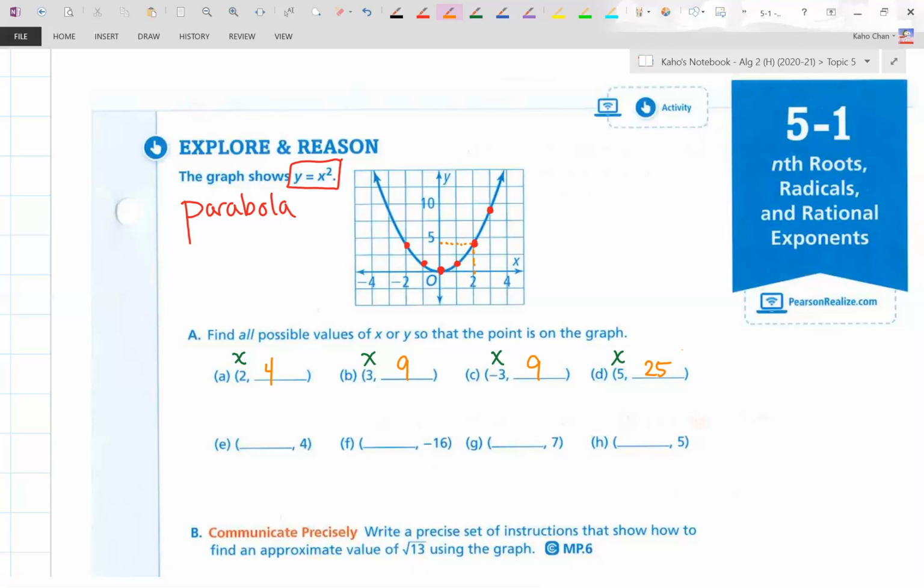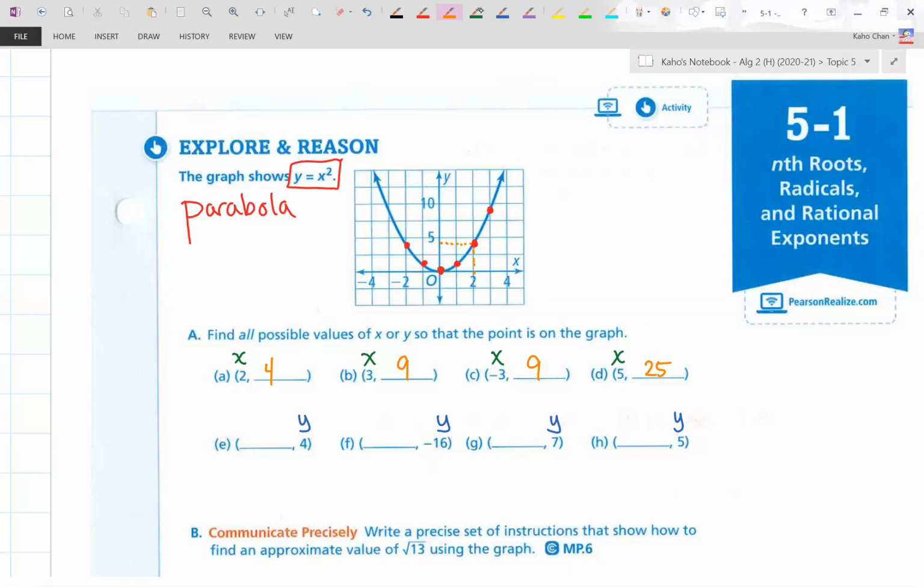Now the next row, they don't give us the x values, they give us the y values instead. What's the x value when y equals 4, or -16, or 7, or +5? So what you want to do is look along the y-axis, go to those values, and see what happens. What value of x will give you +4?